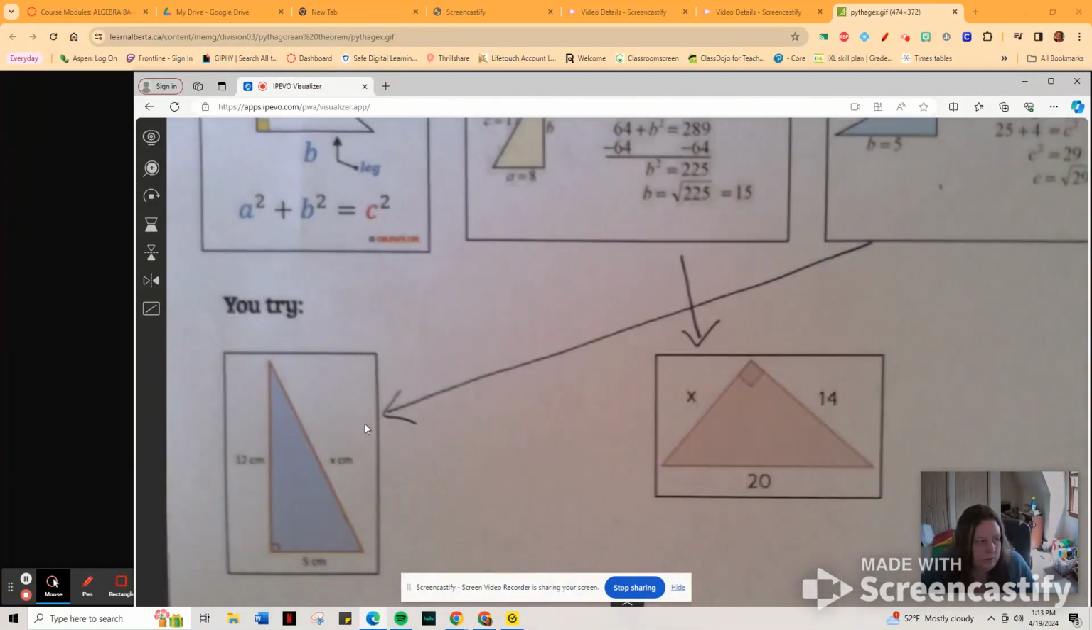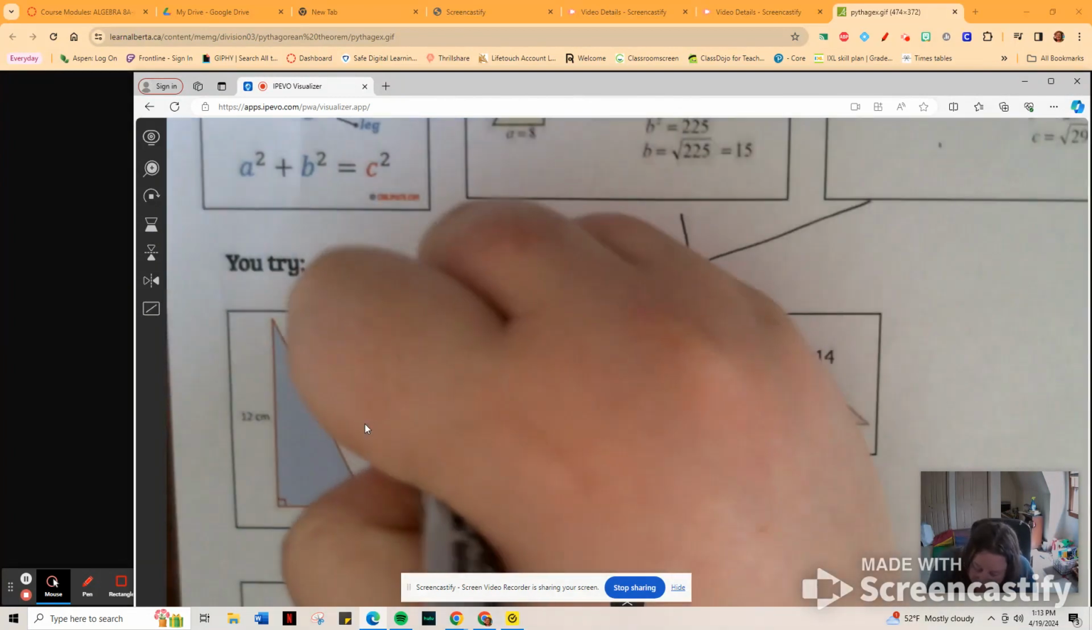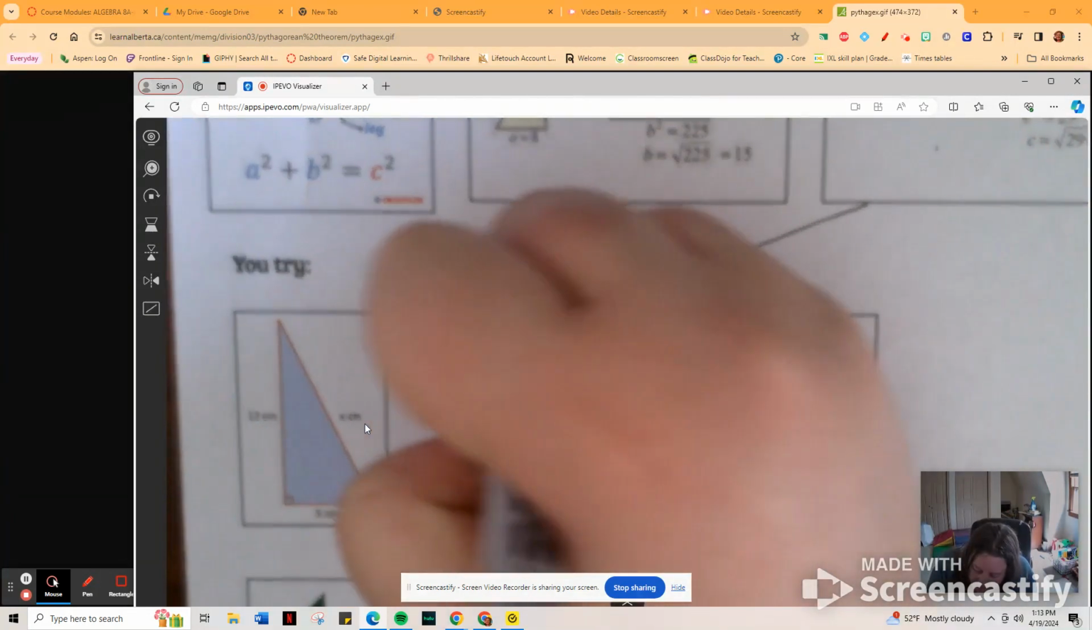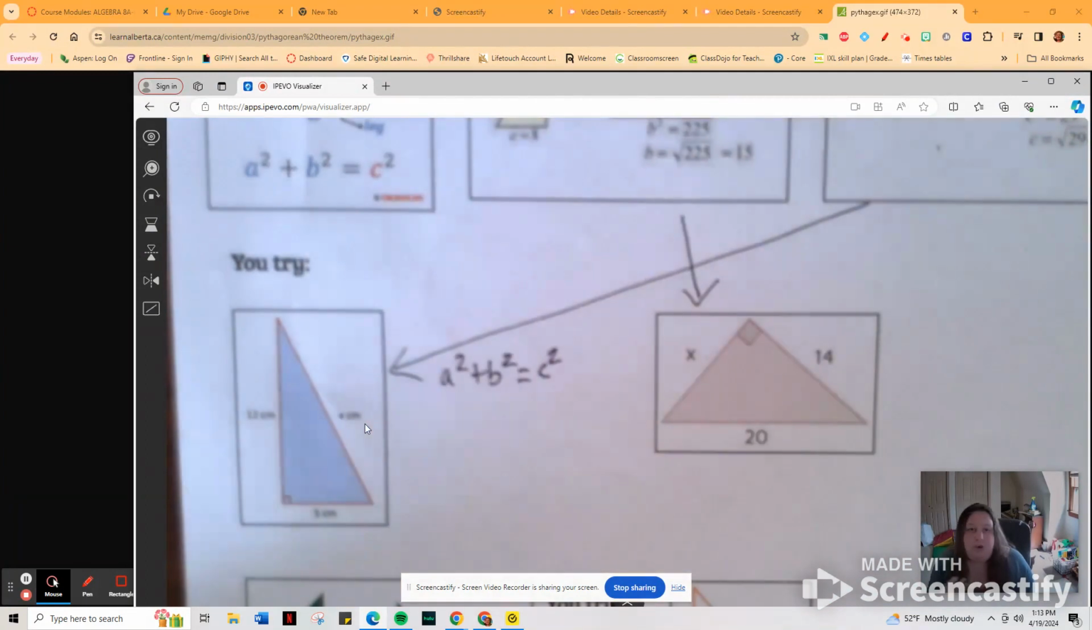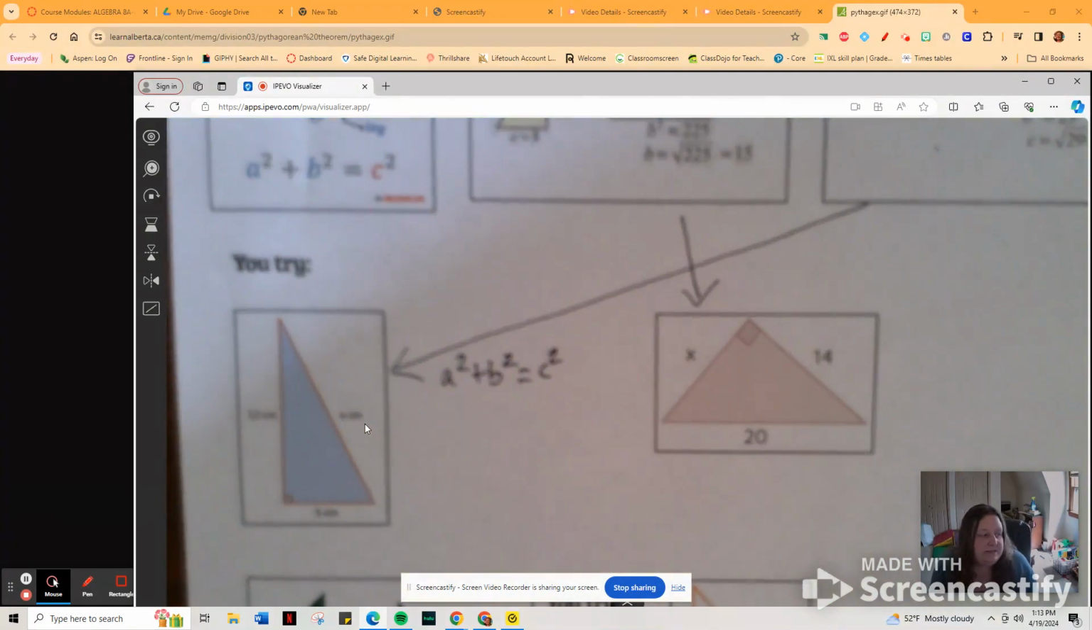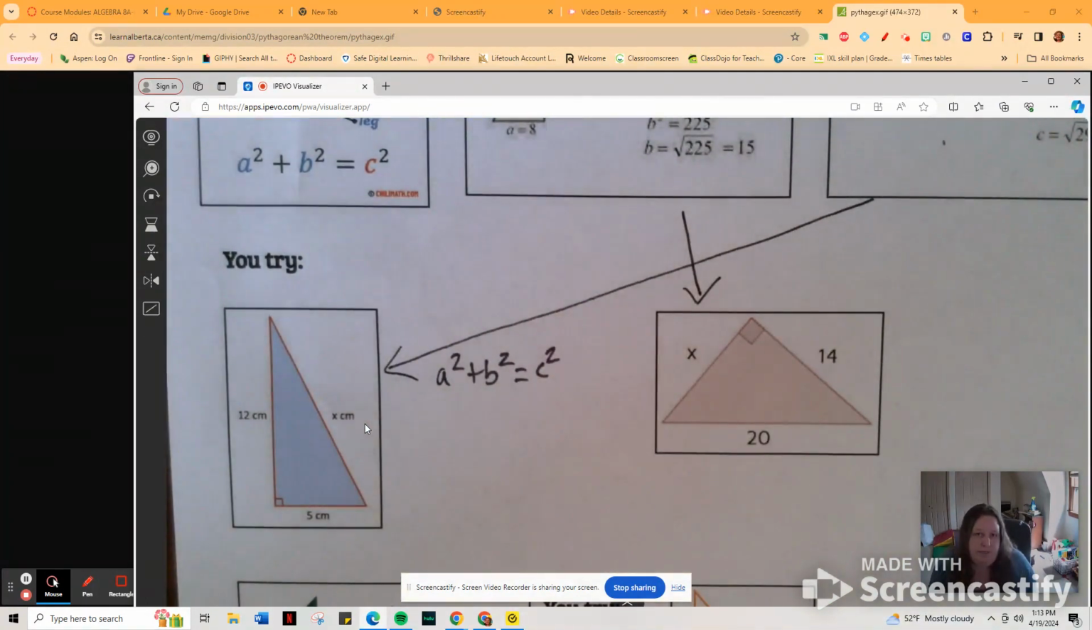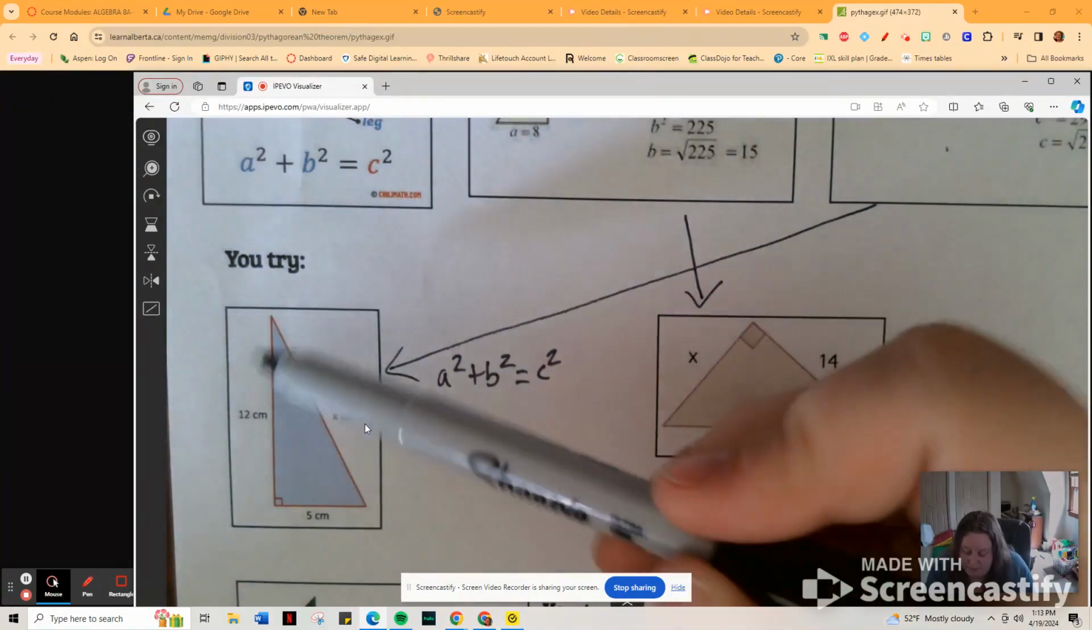So a squared plus b squared equals c squared. So a and b are your legs, and it doesn't matter where you put them. It doesn't matter where the numbers go as long as it's in the legs spot. The legs form the right angle, and they're the two smallest sides.